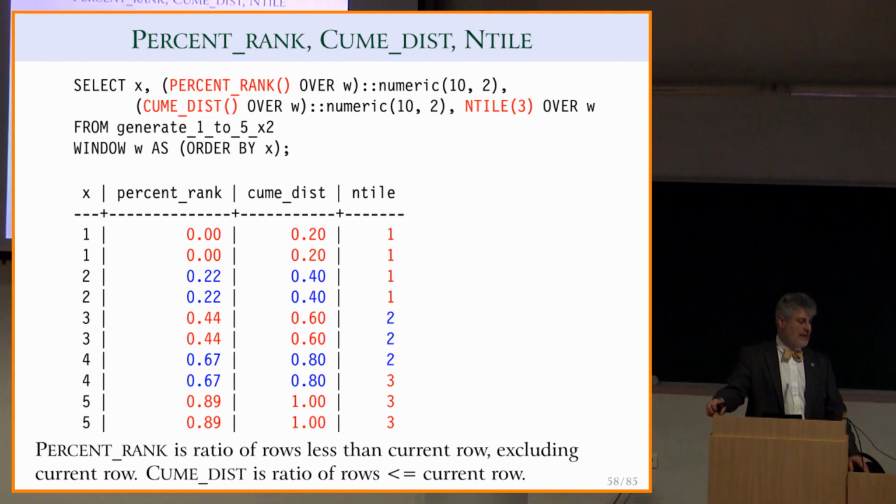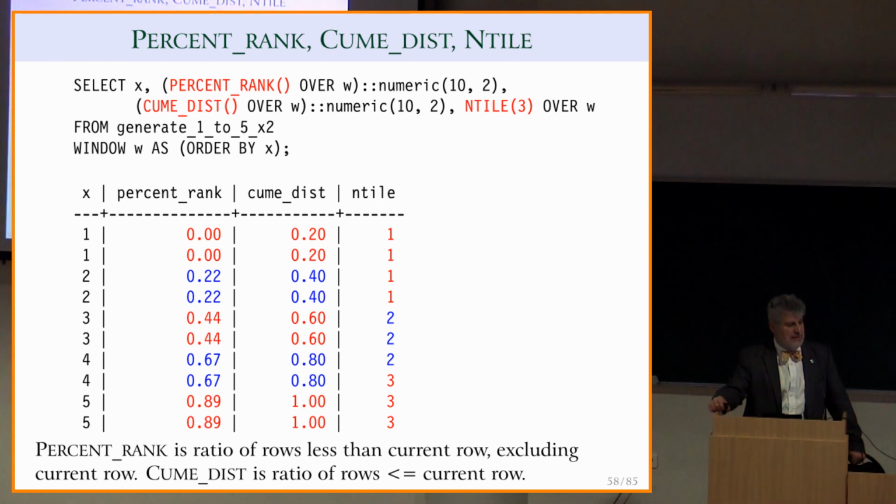Well, 22%. If I exclude myself, which it says it does, it turns out 2 out of 9 are less than me. And the same thing all the way out here. Cumulative distribution is a little easier. What percentage are equal or less than me? That would be 20%, in this case 40%, and then down here 100% are equal or less than me.